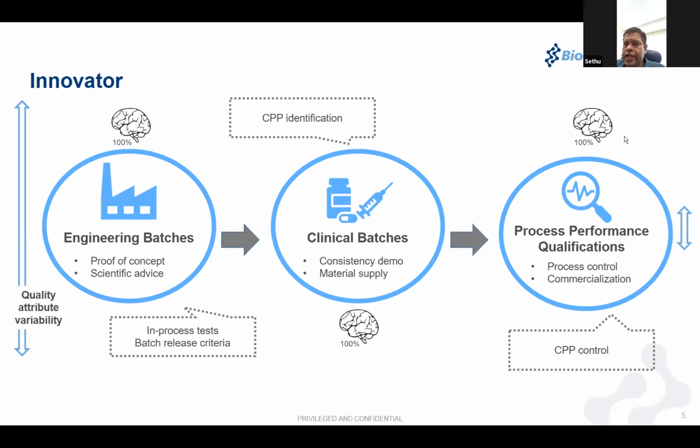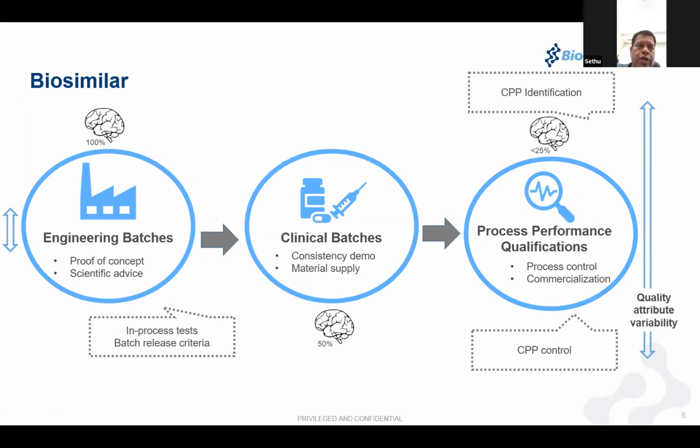In the biosimilar case, what we typically see is that the variability of the quality attributes becomes more pronounced, because of the availability of process characterization data, the CPP controls, and the relaxation of certain manual operations. Can you go to the next slide, Paul?